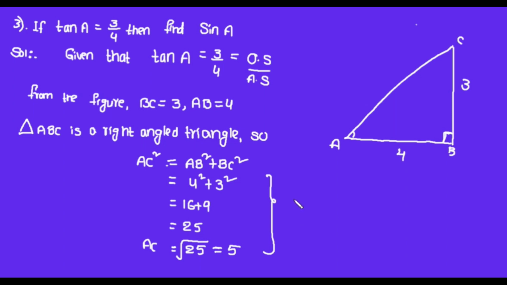Now we have to find the value of sin A, which is equal to opposite side by hypotenuse. That means BC by AC. So sin A is equal to BC by AC. That means 3 by 5. Therefore, sin A is equal to 3 by 5.